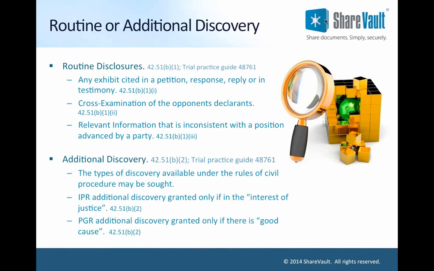Routine disclosures include exhibits cited in the petition, response or reply, cross-examination of declarants such as experts, and relevant information that's inconsistent with the position advanced by a party. Additional discovery includes the kinds of discovery you might get in a civil procedure, such as deposition of witnesses who are not declarants. The additional discovery would be granted only if it's in the interest of justice for an IPR, or a PGR would have to meet the good cause standard.